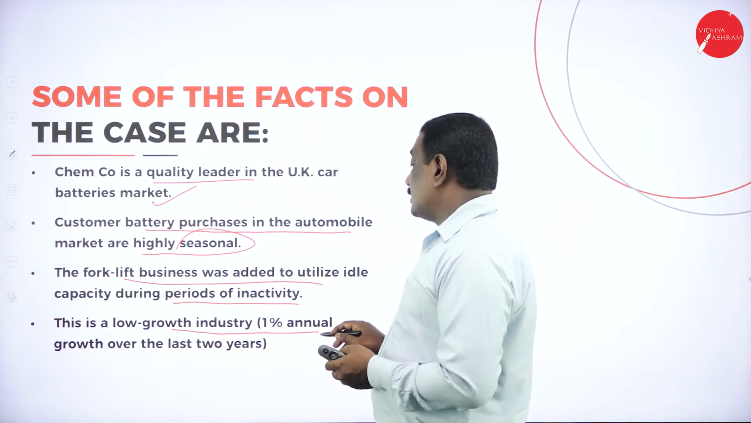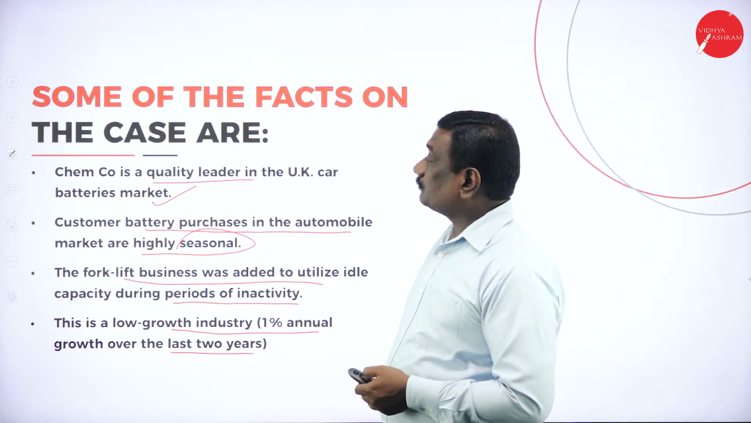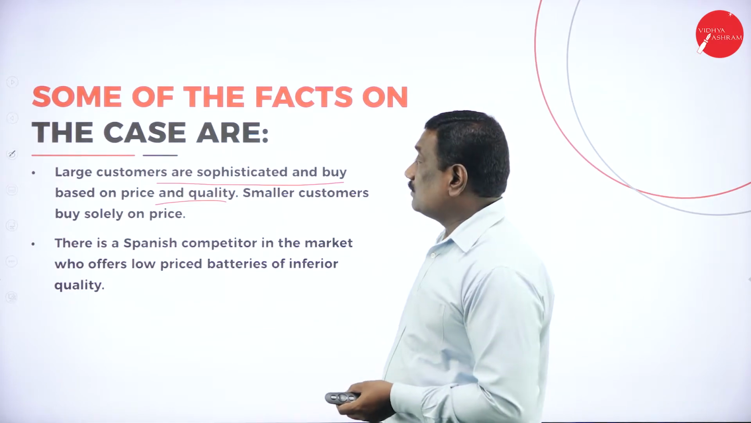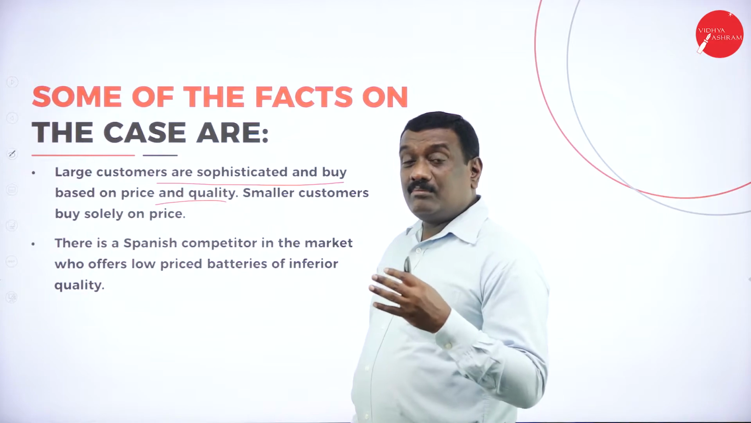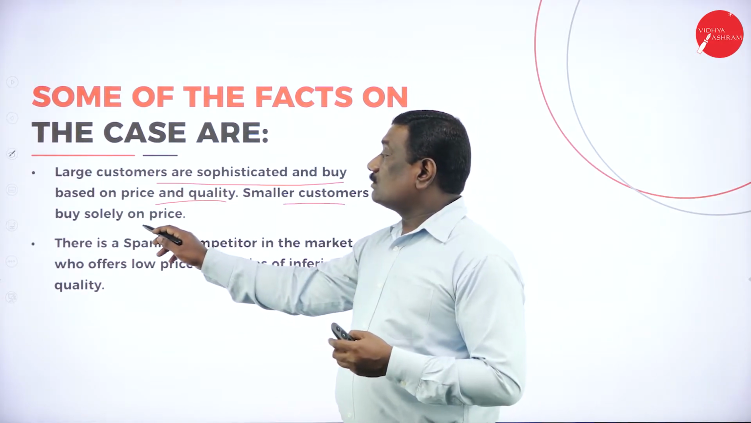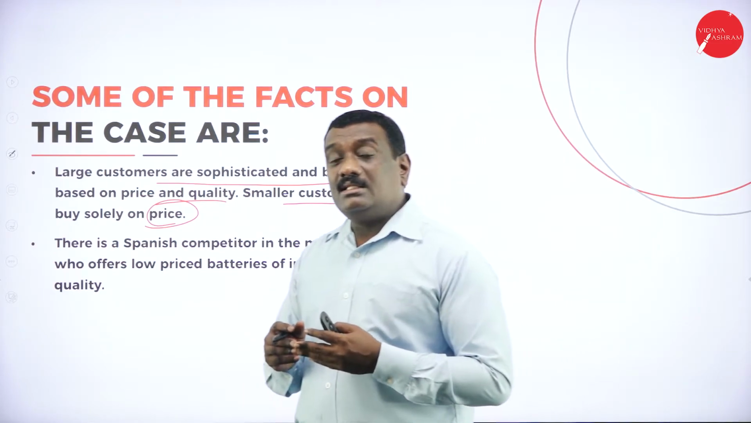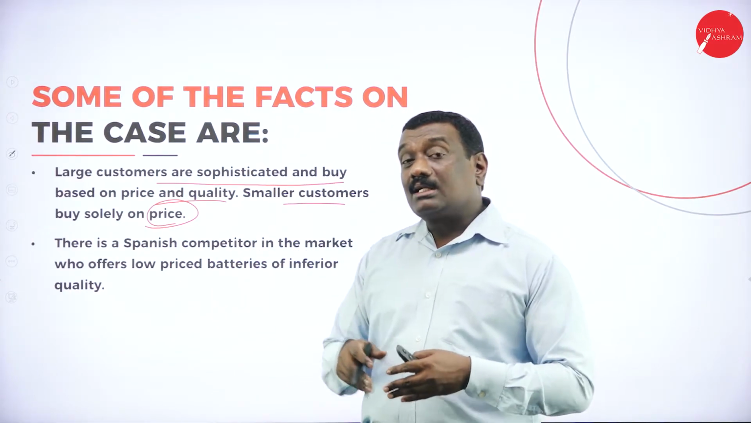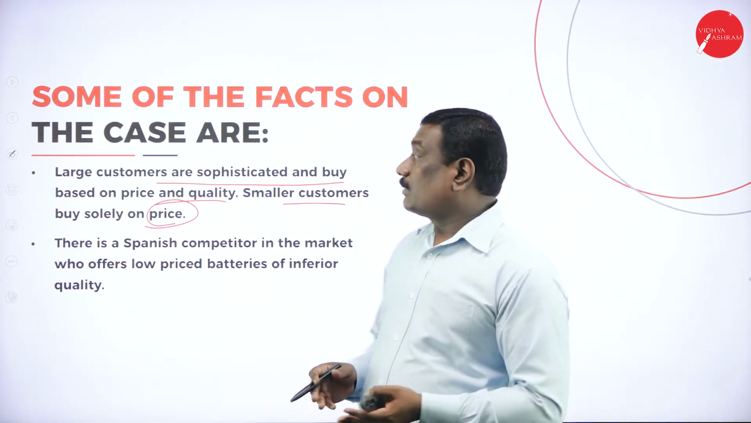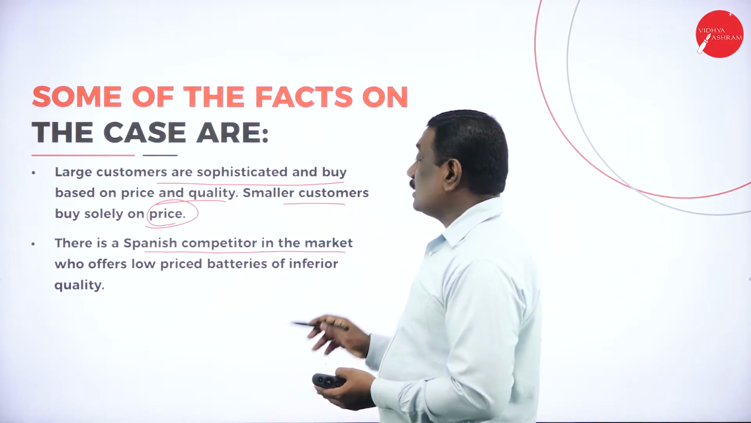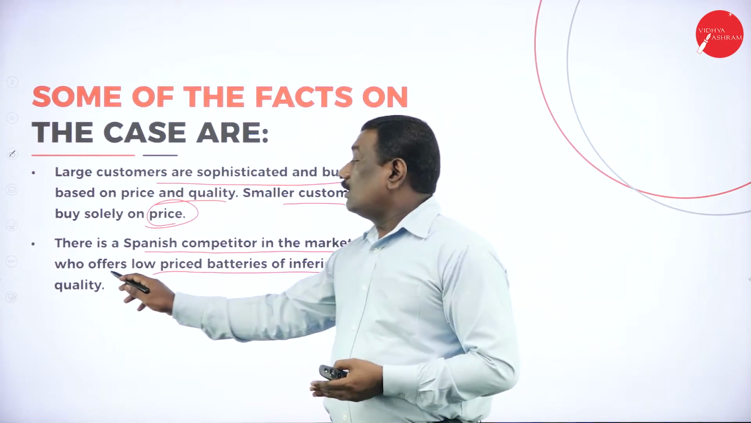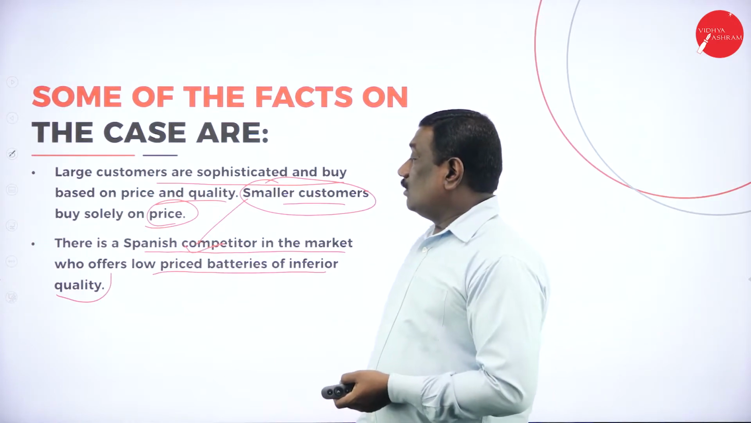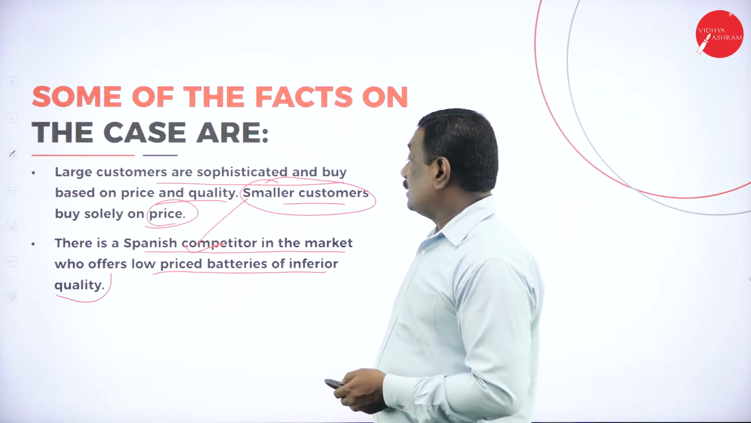Then this is a low growth industry, with 1% annual growth over the last 2 years. Large customers are sophisticated and buy based on price and quality. Smaller customers buy solely on price. They don't think about quality, but about price. If it is a little less, it is affordable, so they buy it. Large customers think both ways: along with the price, they want the quality also. There is a Spanish competitor in the market who is offering low price batteries of inferior quality, and smaller customers will surely be attracted toward this Spanish competitor.